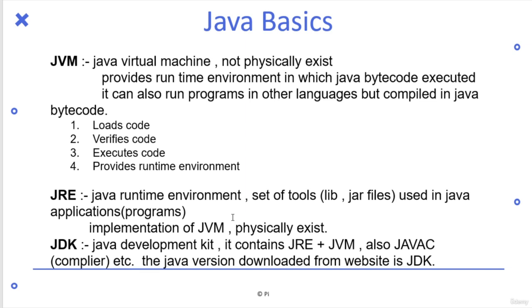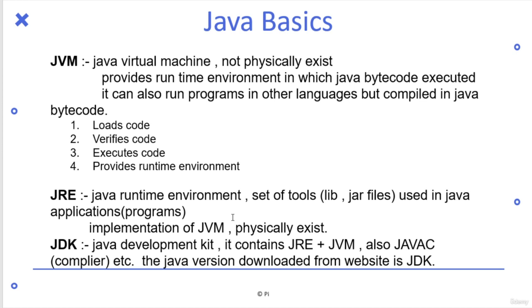Likewise, the formal chat applications available in the market are machine independent. They can run on Windows, some run on Linux, some run on Mac, and some run on Android also. So these are machine independent things. Similarly, we are going to create like that. It can also run programs in other languages, but compiled in Java, basically JVM.